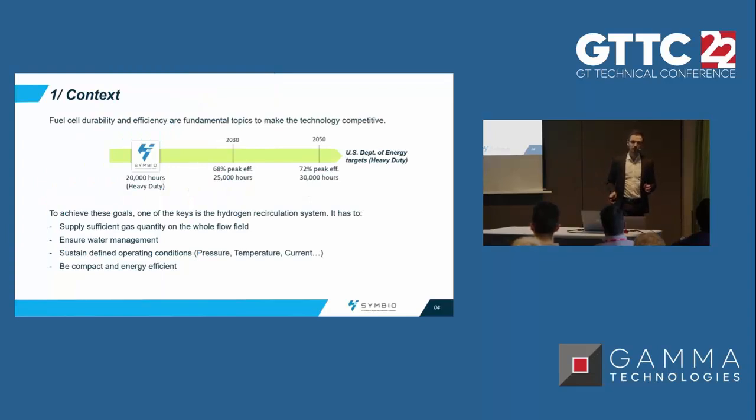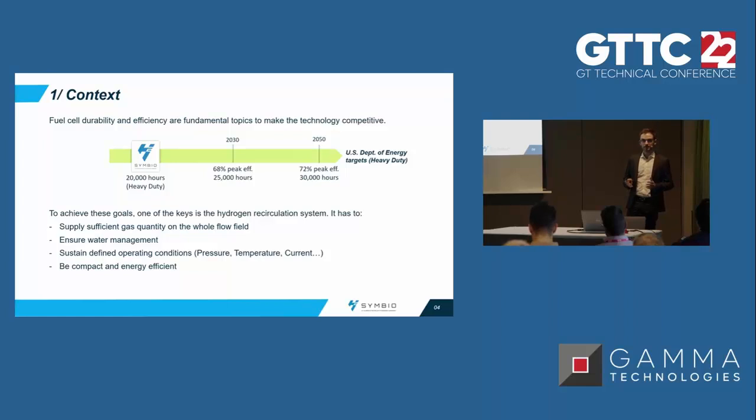So today, fuel cells face two major challenges that are durability and efficiency. And for both of these points, we have targets that are given by the US Department of Energy. The long-term target for 2050 is a peak efficiency of 72%, so this is an overall efficiency, and a durability of 30,000 hours. As an indication, today at Symbio, we sell fuel cell systems for heavy-duty applications with a durability of 20,000 hours.